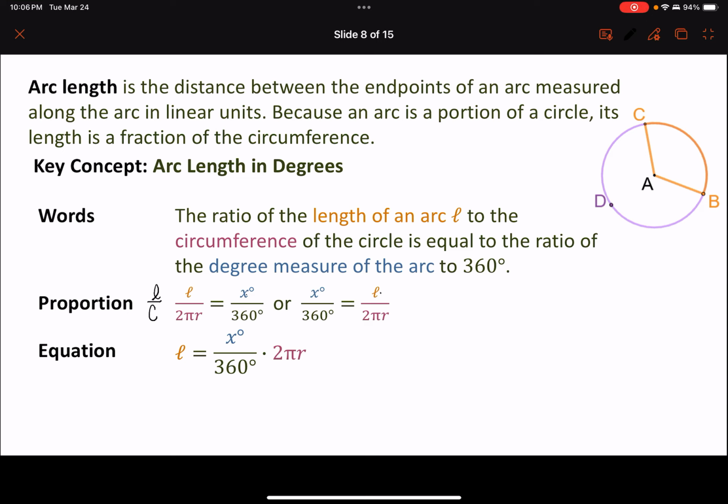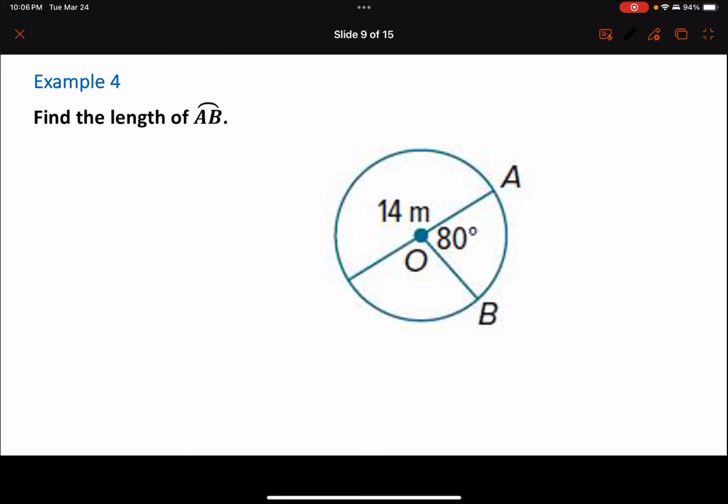A different way of looking at it is you can say, well, I'm not really finding the whole circumference. I'm only finding out x out of 360 of the circumference. So it's a fractional portion. x over 360 times 2 pi r, or times pi d, is another way of calculating this. So we'll look at it both ways.